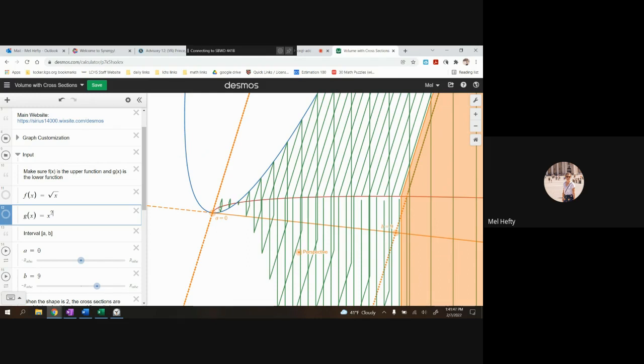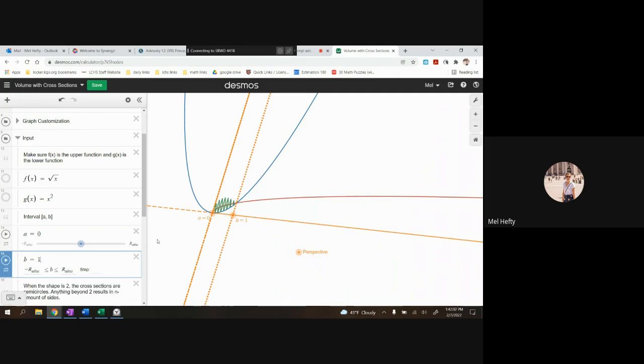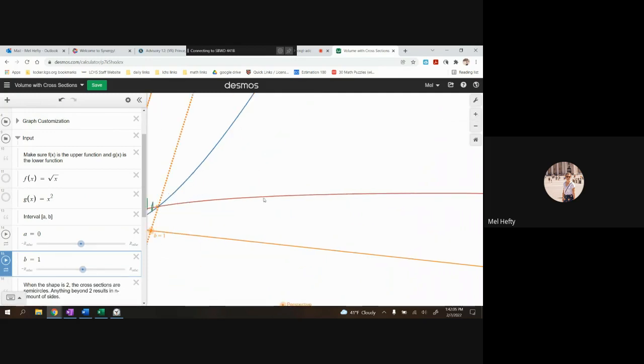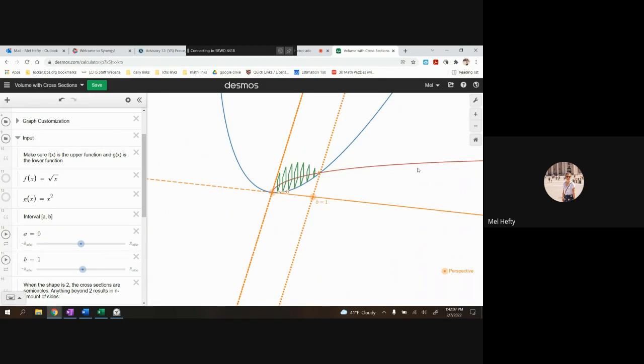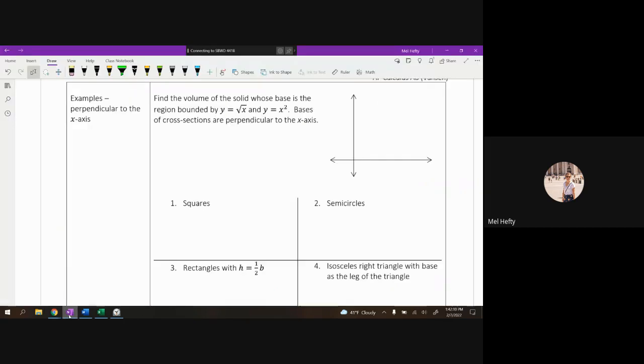So it looks like they intersect at 0. Where do they intersect again? Where is the square root of x equal to x squared? 1, 1. So I'm going to change this b to 1, and I'm going to zoom in a little bit. Okay? So what I'm going to try to do is graph this. Now, when I graph it, I know it's going between 0, 0, and 1, 1, and that's it. So I'm going to blow that up a little bit so I can see it.